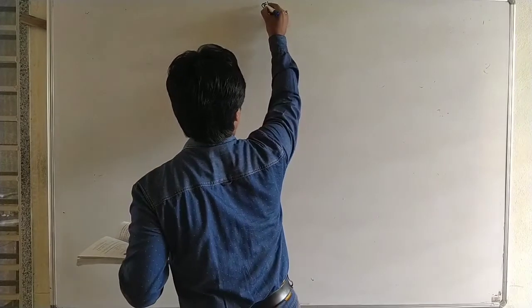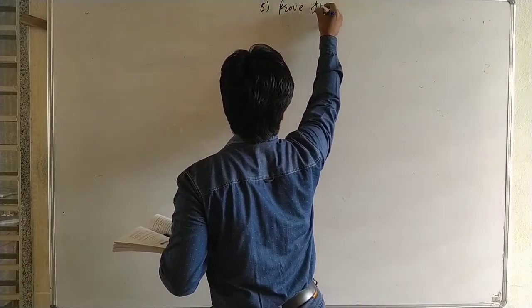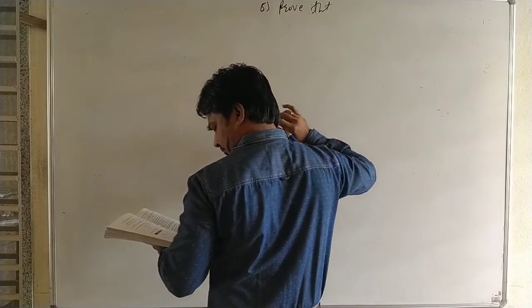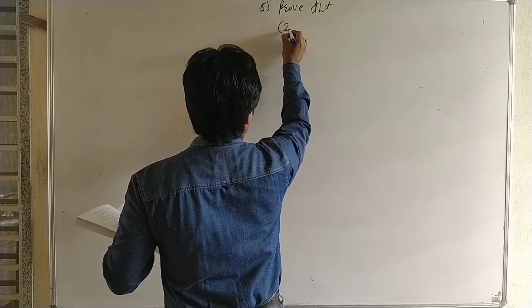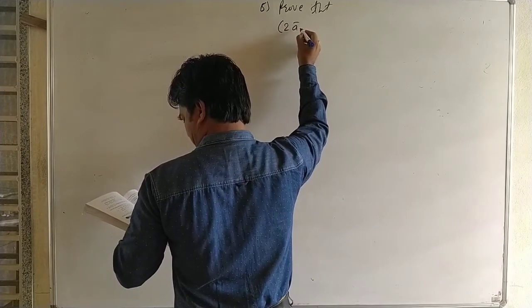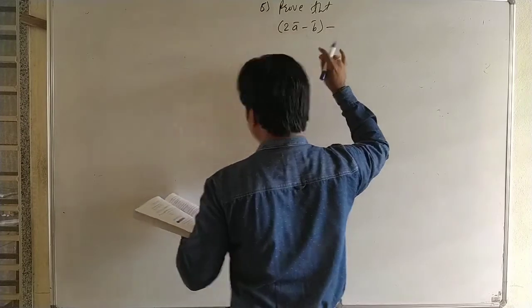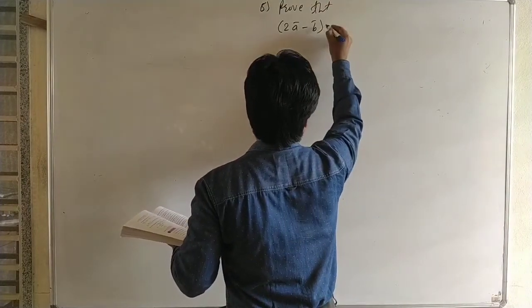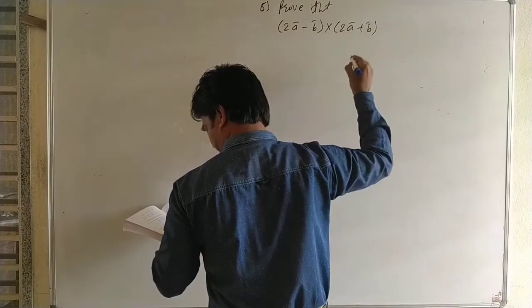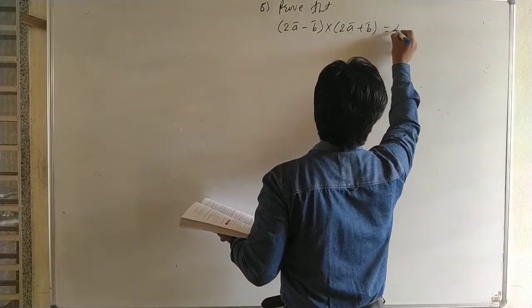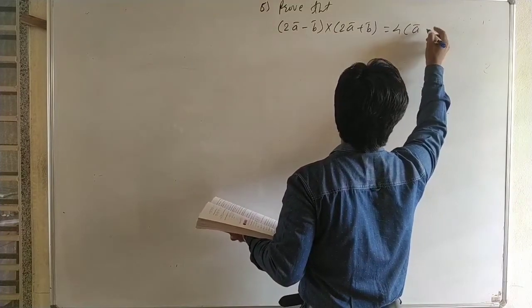Sixth example, prove that (2a bar minus b bar) cross (2a bar plus b bar) is equal to 4 into a bar cross b bar.